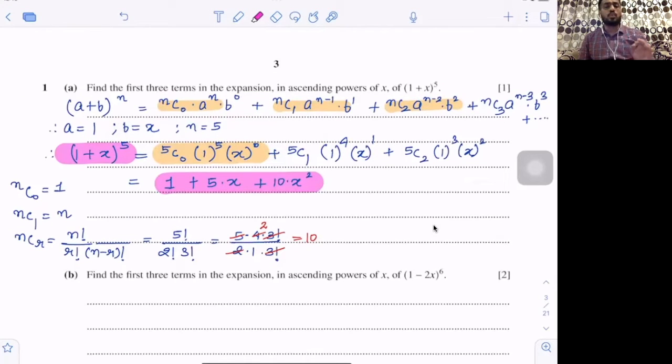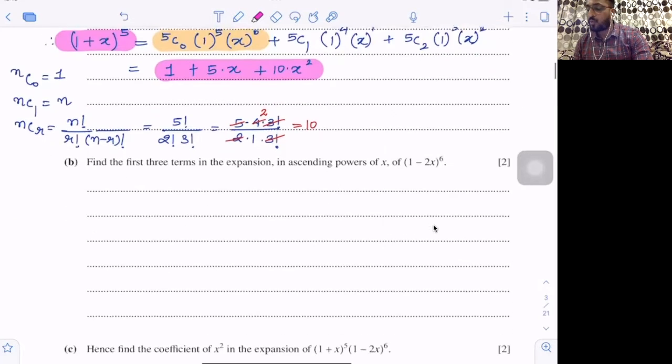So of course there is no need to write the expansion formula. I gave you the expansion formula just for your information. So you need not write the formula there. Simply you can take the values and plug them into the formula if you're well aware of it. So I've got 1 plus x to the power 5 as 1 plus 5x plus 10x squared. So that's a 1 mark question. You have fetched 1 mark for this.